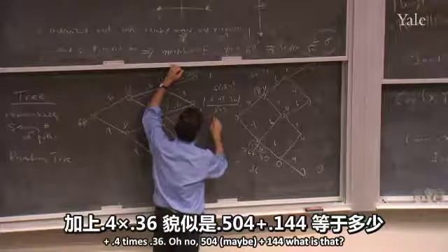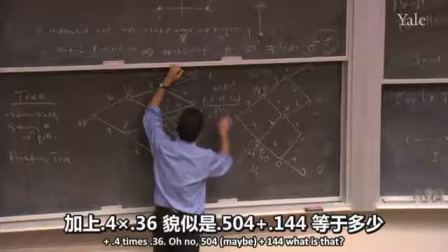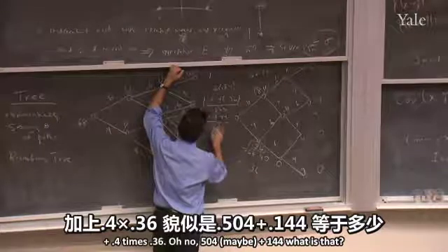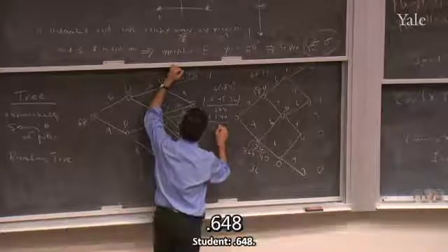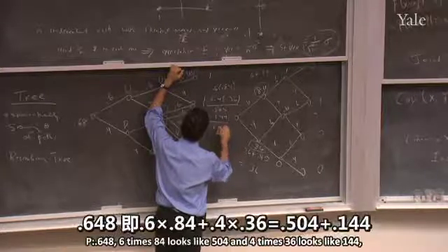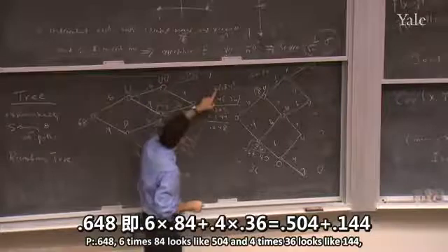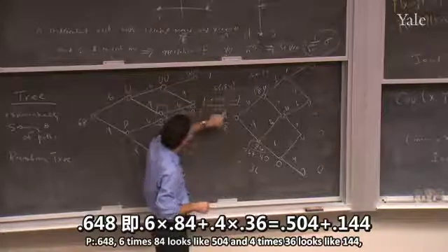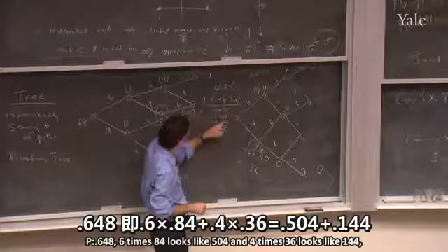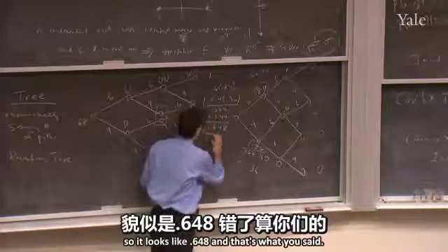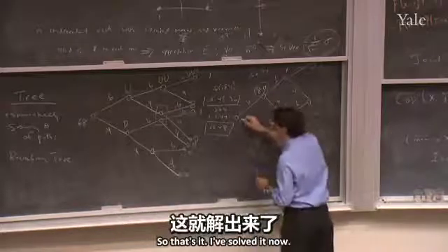504 maybe, plus 144. What is that? 0.648. 6 times 84 looks like 504, and 4 times 36 looks like 144. So it looks like 0.648. Okay, maybe that's what you said. So that's it. I've solved it now.